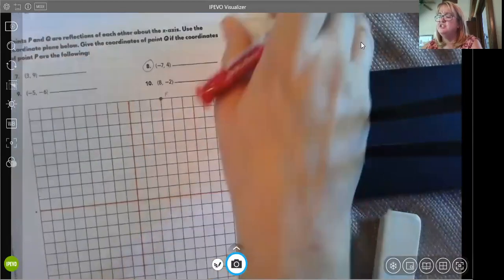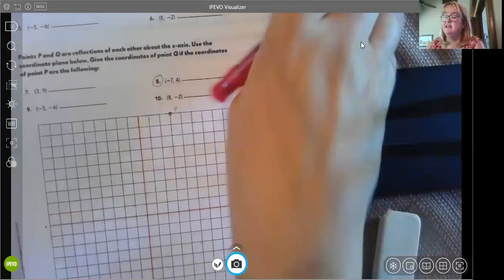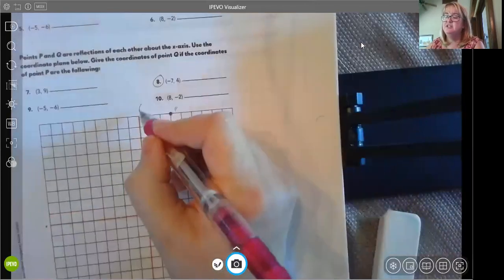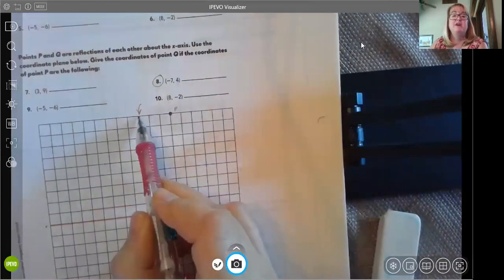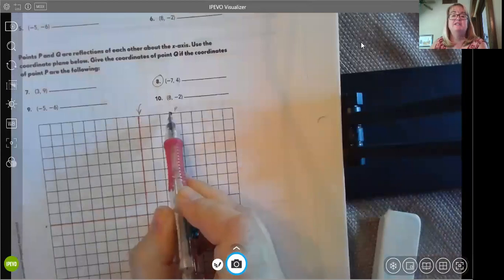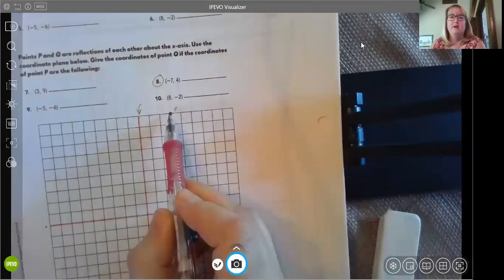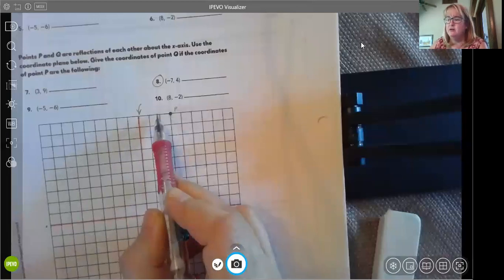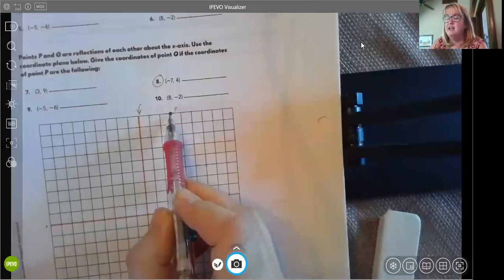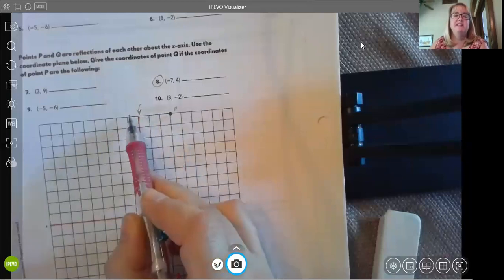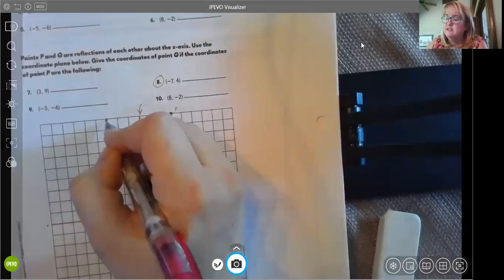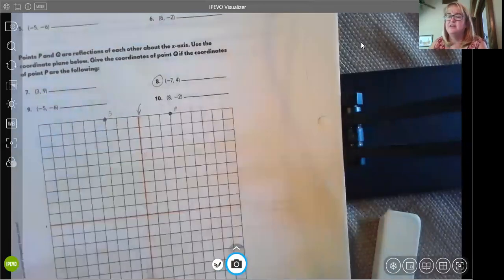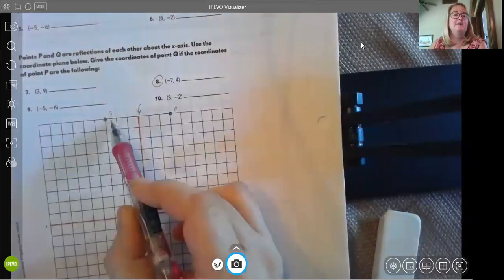Well, S is a reflection about the y-axis. Again, this is the y-axis, so this is your mirror. If this is my mirror, R is how many units away from the mirror? Well, it is 3 units away from my mirror. And I have to reflect it, so I have to go 3 units in the opposite direction. So here's my mirror. I go 3 units in the opposite direction. We call this S. So this is R, this is S.